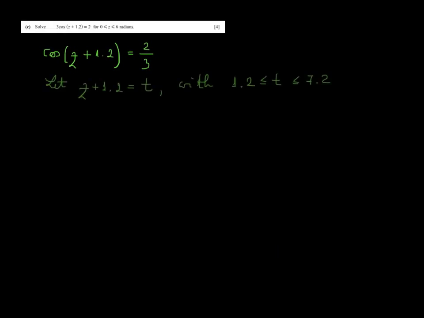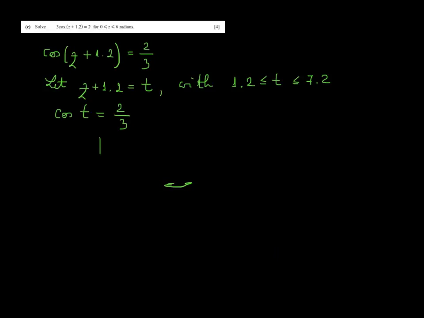This equation is of another type, and the first thing that I notice is that this time the domain is in radians, so my answers need to be in radians. It's an equation involving a single trigonometric function, cos, so I'm going to make cos the subject of the formula. This is what we obtain. So I let z plus 1.2 be t to get a simpler equation, but now my equation is cos t equals 2 over 3. However, my t is in this domain, so I'm going to look for solutions in this domain.